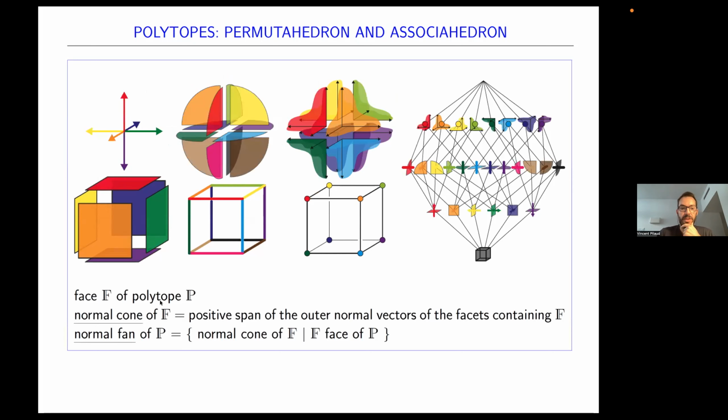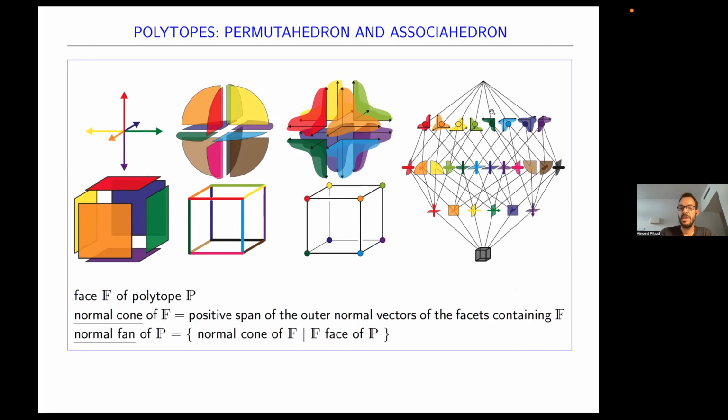So when you have a face of a polytope, you can associate to it a cone, which is the normal cone of this face: the positive span of the normal vectors of the facets containing this face. For example, for this red edge here, I look at the two facets containing this face, the red and the orange one. And oops, my computer thinks this is interesting. So for the red and the orange one, I look at the normal vectors, and the cone generated by these normal vectors is the normal cone of this red edge. So for each face you have a cone, and you look at the normal fan of the polytope, which is the set of all normal cones of all faces of the polytope.